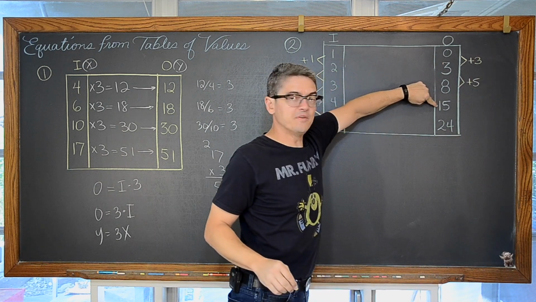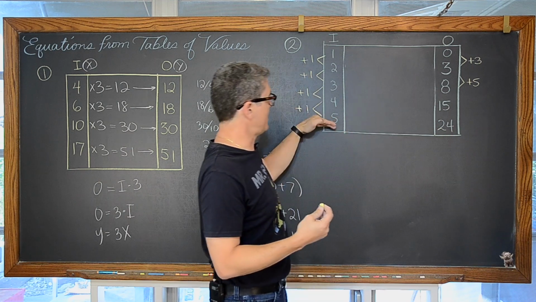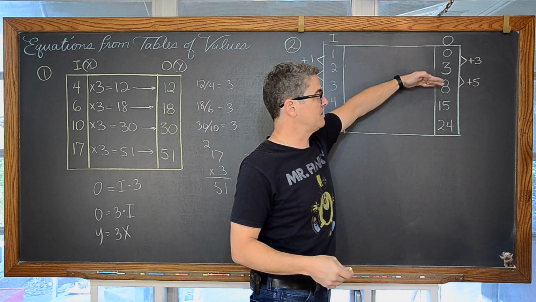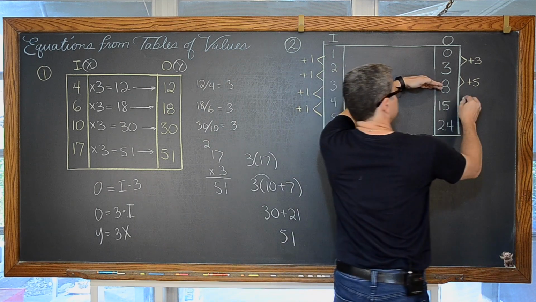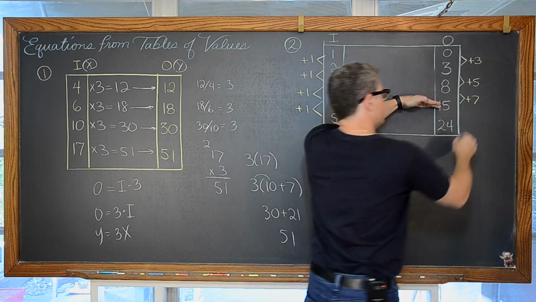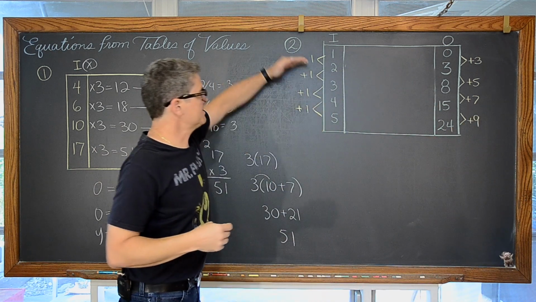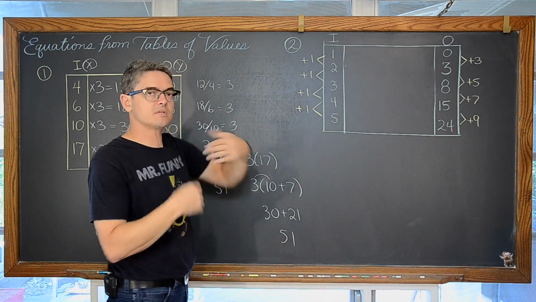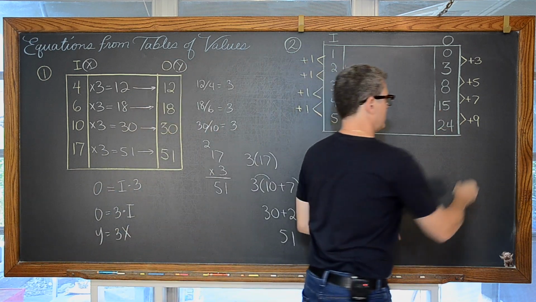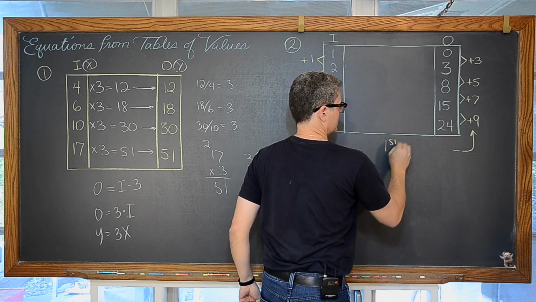And 15 minus 8, I'm going from the higher values of input or x, and I'm working my way up. 15 minus 8 is equal to 7. And then 24 minus 15 is equal to 9. And again, because my input column here is increasing by a consistent value of just 1, what this is called over here is my first differences.